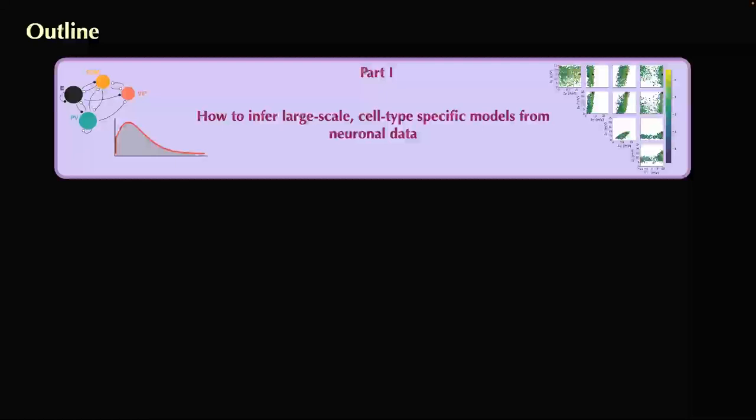So the first part, the question here is how to infer large scale cell type specific models from neuronal data. And as I said, this involves defining a level of granularity, how much detail we are going to incorporate in our model. And also defining what is the summary statistic that we are interested in recovering from those models.